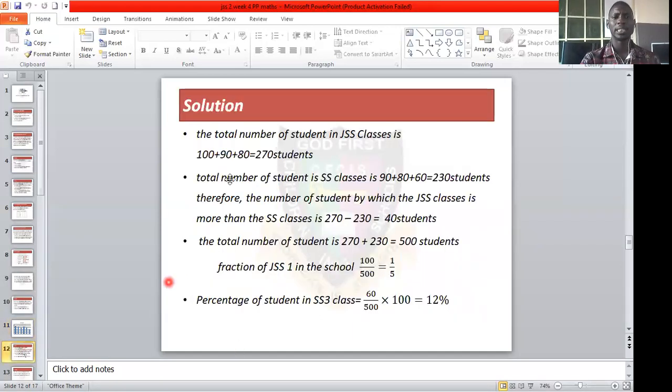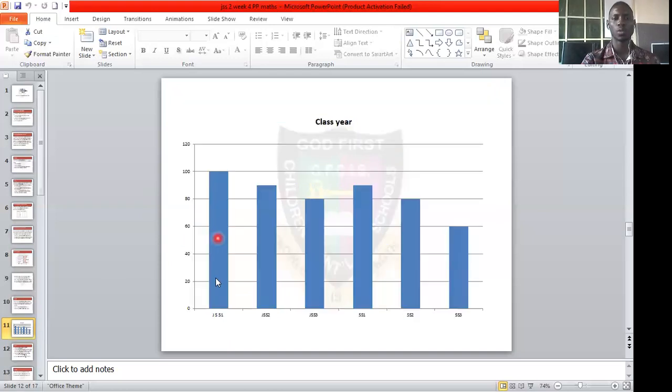Solution 1 says the total number of students in junior classes is what? 100 plus 90 plus 80. Look at the diagram: 100 in JSS1, 90 in JSS2, 80 in JSS3.